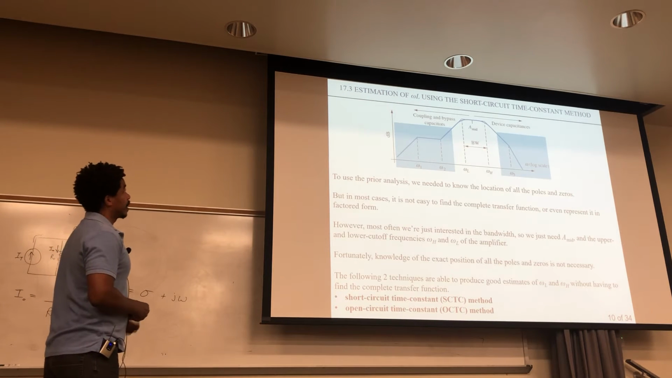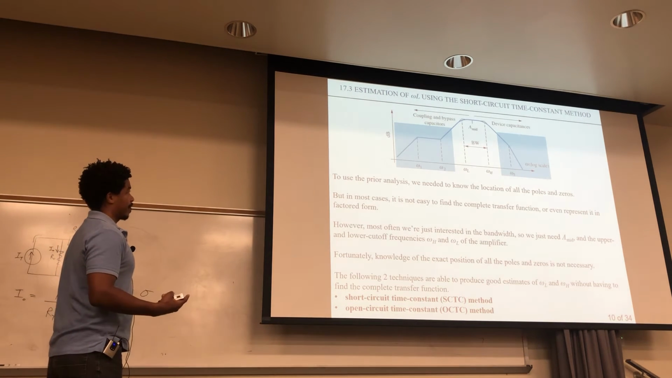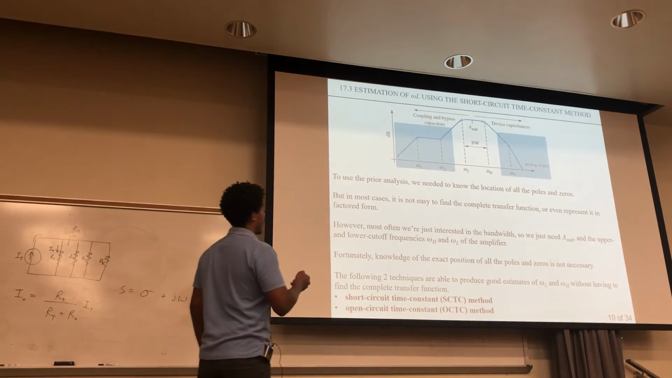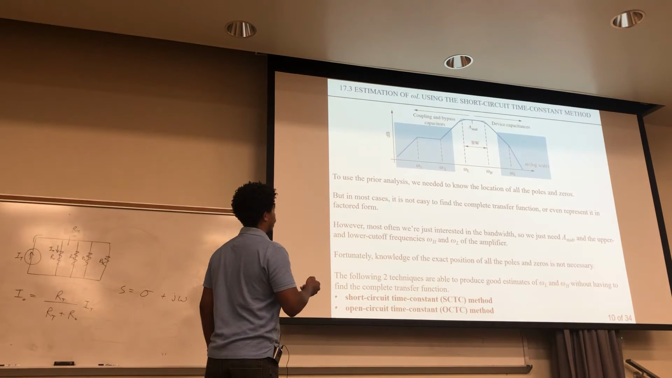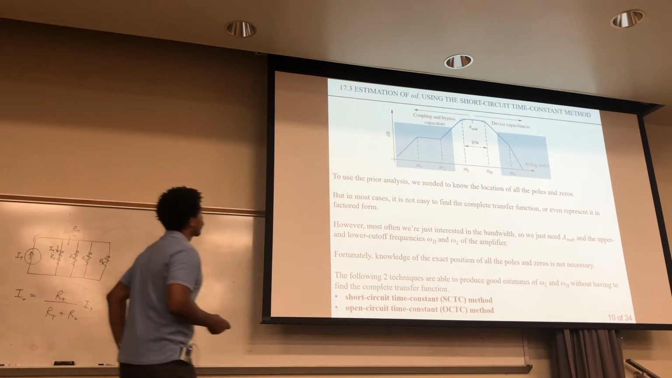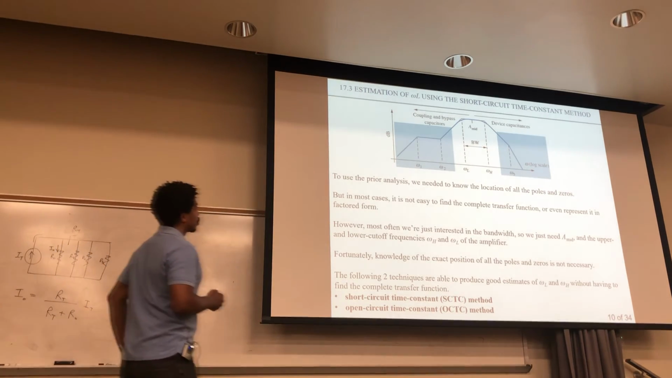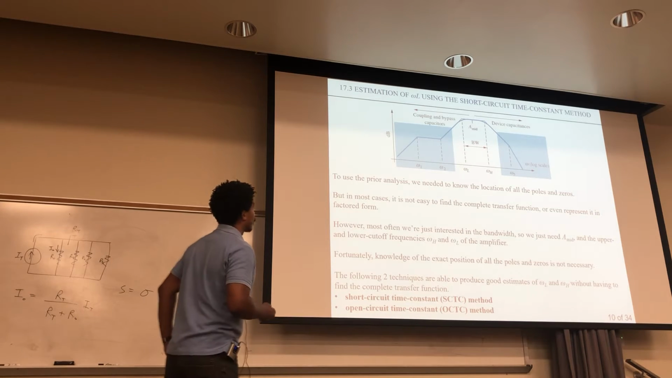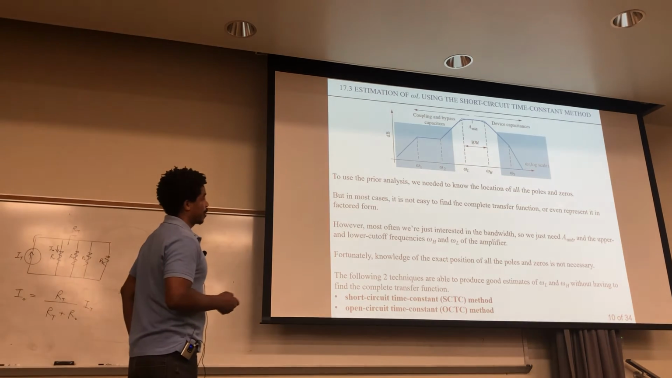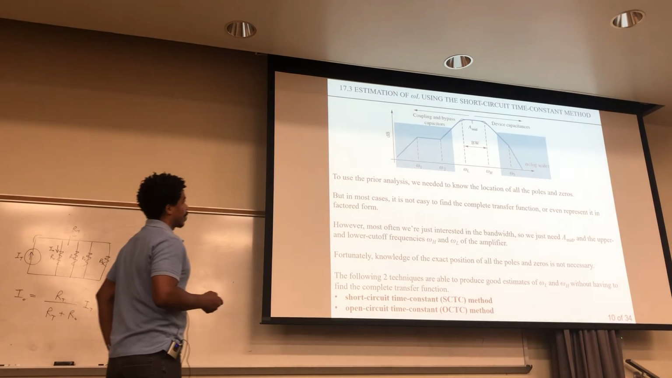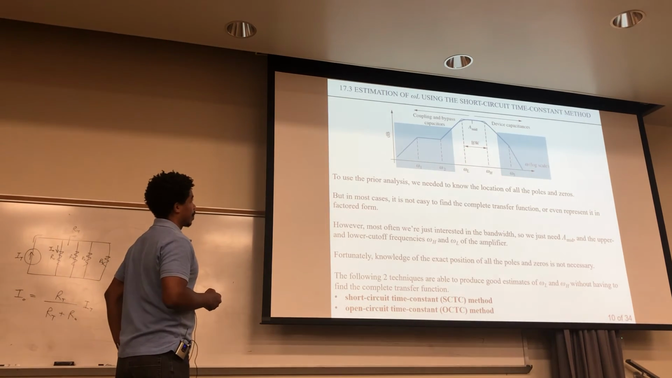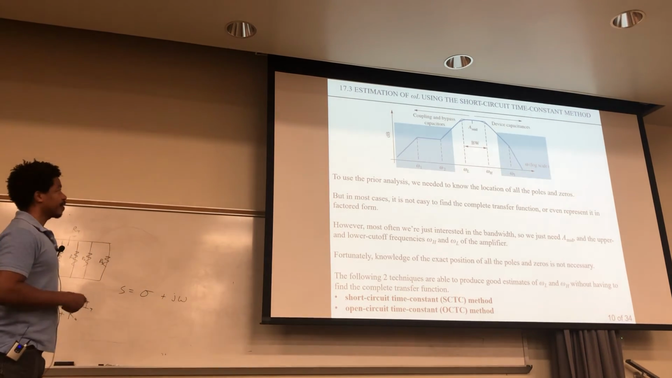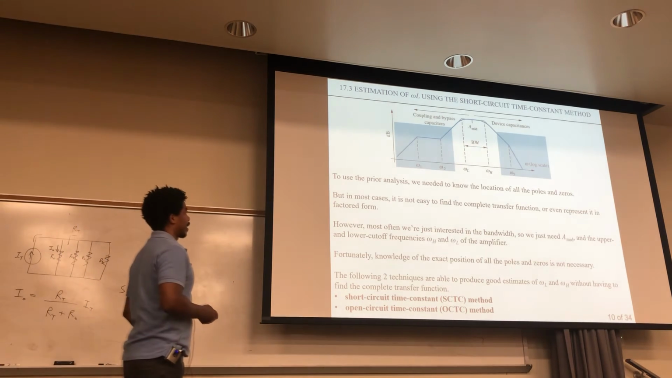So now what we're going to do is try to estimate that. So this is a different method for getting these values for omega L and also for omega H. Okay, so it says here, to use a prior analysis, we needed to know the locations of the poles and zeros. But in most cases, it's not easy to find the complete transfer function or even represent it in factored form. We were able to do it because it was a very simple circuit. Well, kind of simple, but they can get much more complex.